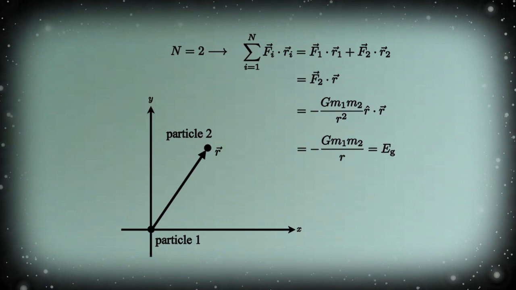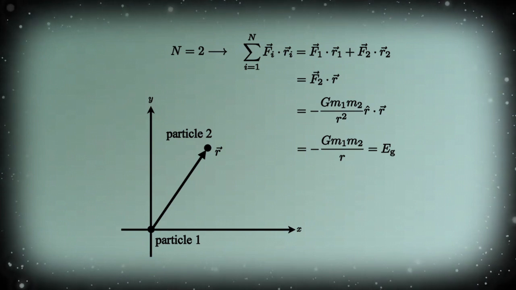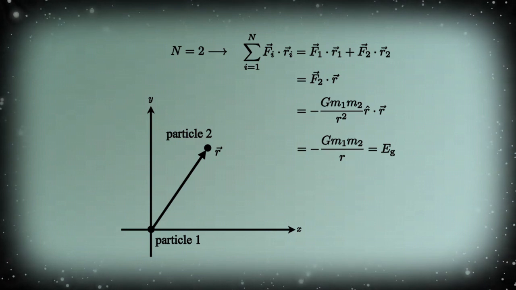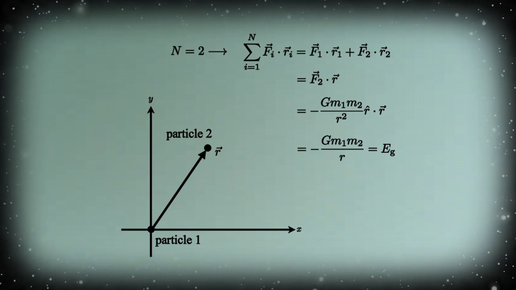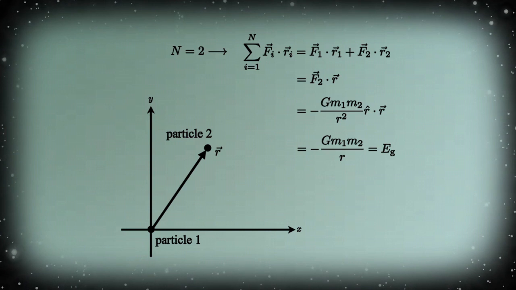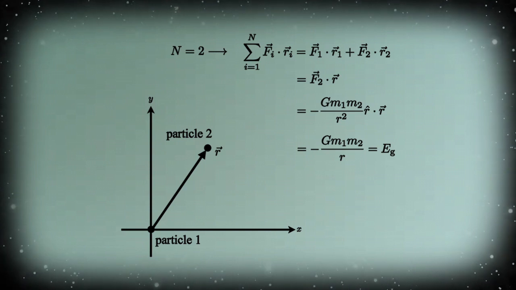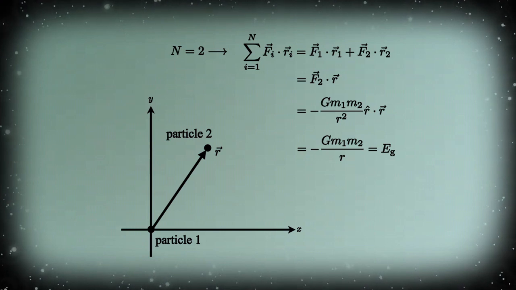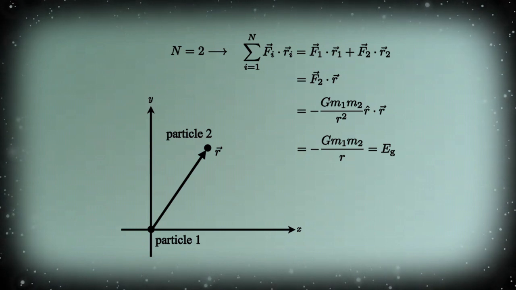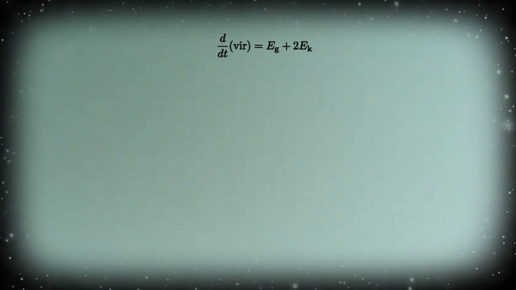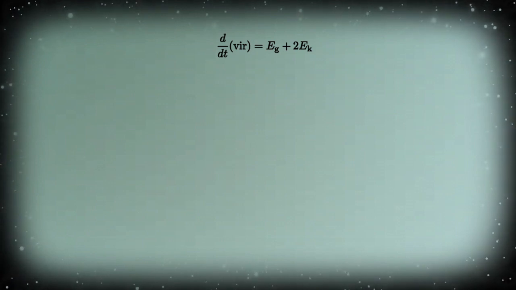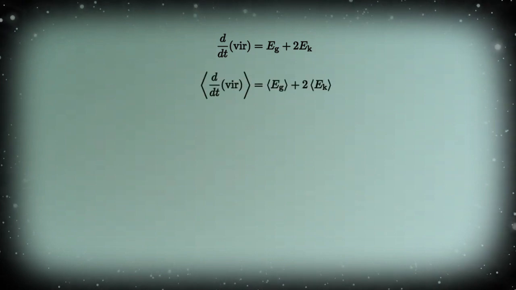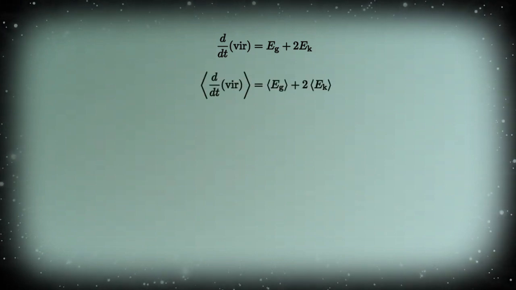When we have n particles instead of just 2, the force on the ith particle is the sum of the forces from all the other particles, and the sum over F dot r becomes the total gravitational potential energy associated with the interactions between every pair of particles. So we've made progress. The rate of change of the virial equals the potential energy plus twice the kinetic energy. Now let's take the long-term time average of both sides of the equation.